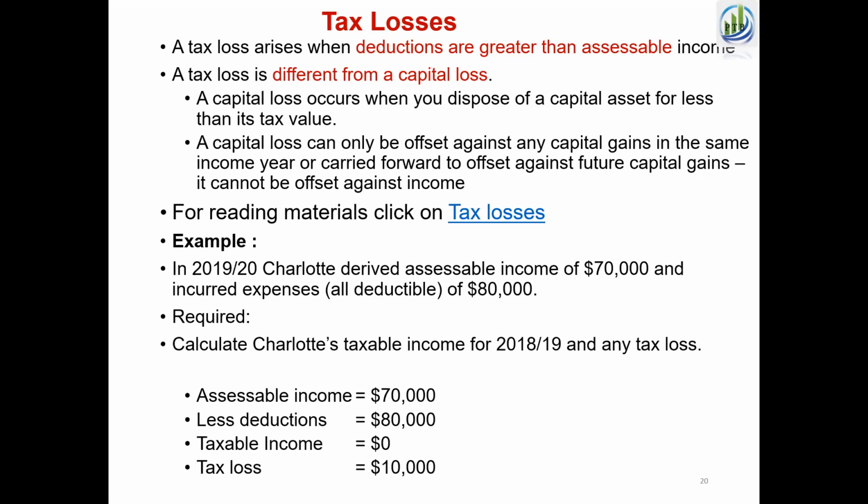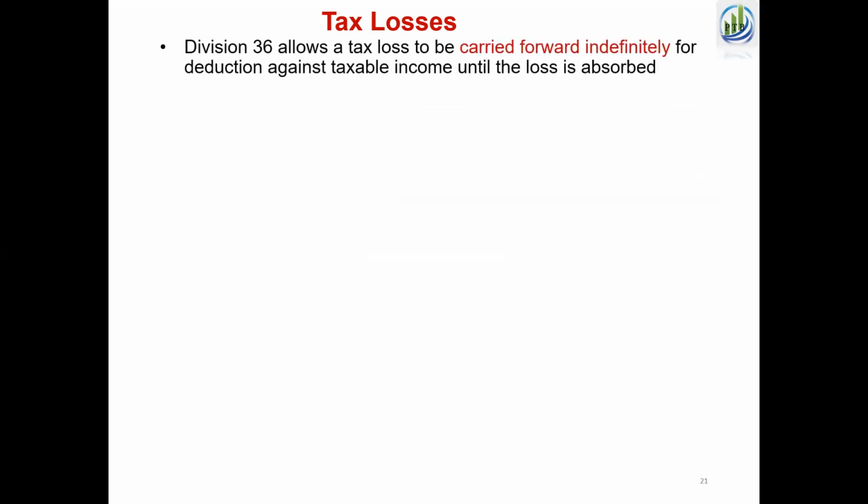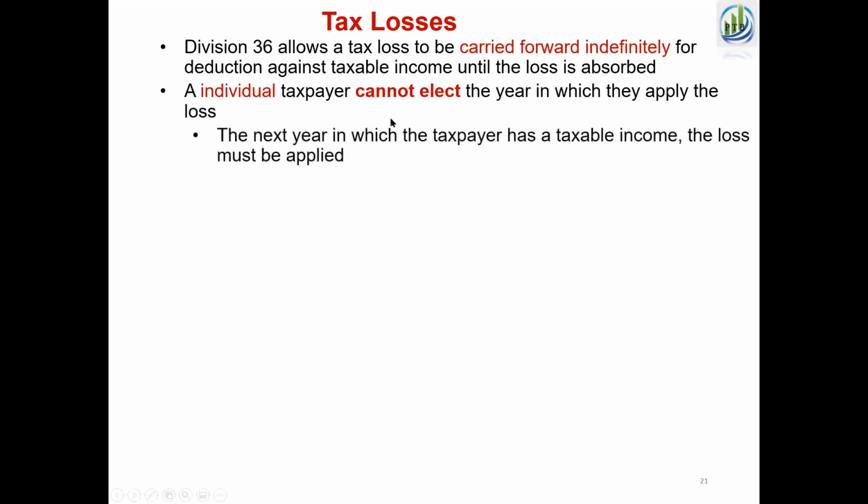So with a tax loss, can we ask the ATO to give some refund because of it? No, we cannot ask. The only thing we can do, under Division 36, is carry the loss forward to future years to offset against income. For example, if you make a tax loss this year, it can be carried forward to next year. If you have income next year, you can reduce it without any issue, right?